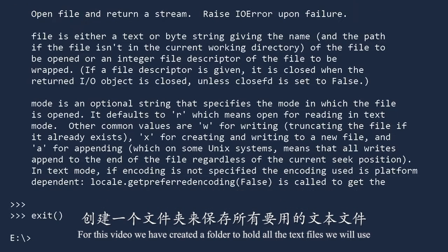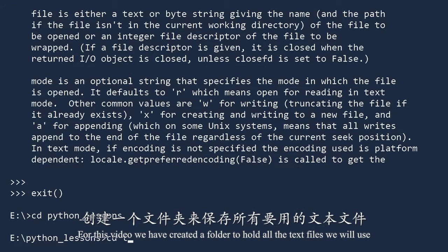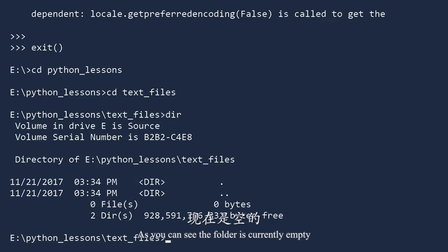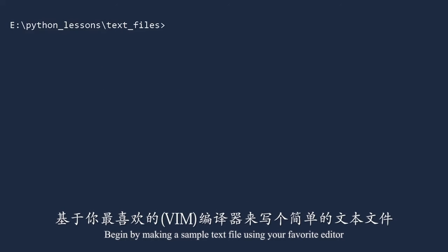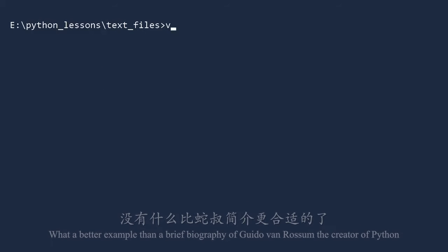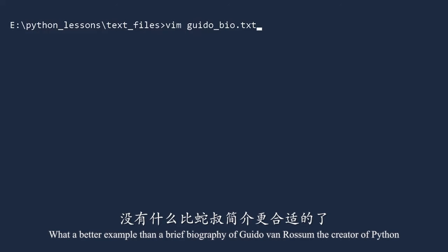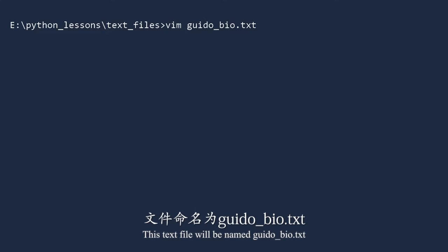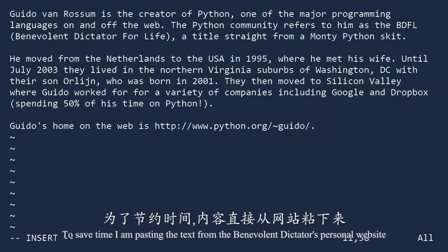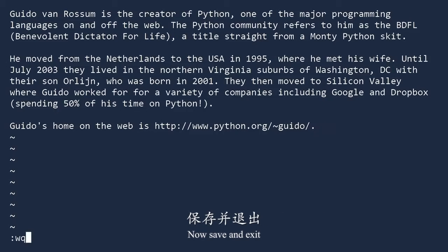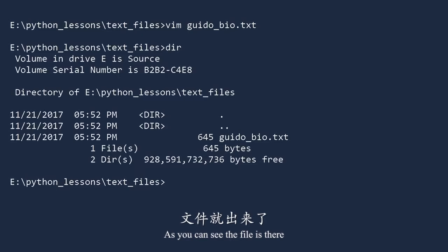For this video, we have created a folder to hold all the text files we will use. As you can see, the folder is currently empty. That is all about to change. Begin by making a sample text file using your favorite editor. What a better example than a brief biography of Guido van Rossum, the creator of Python. This text file will be named guido_bio.txt. To save time, I am pasting the text from the benevolent dictator's personal website. Now save and exit. As you can see, the file is there.